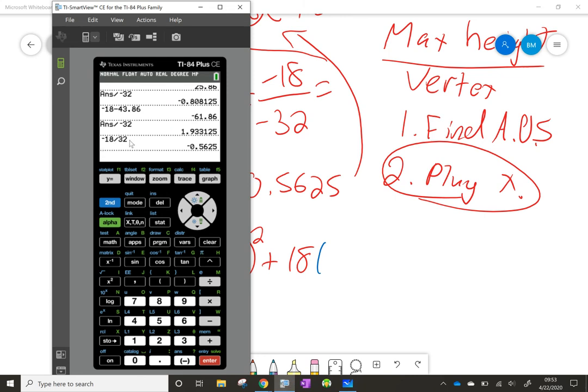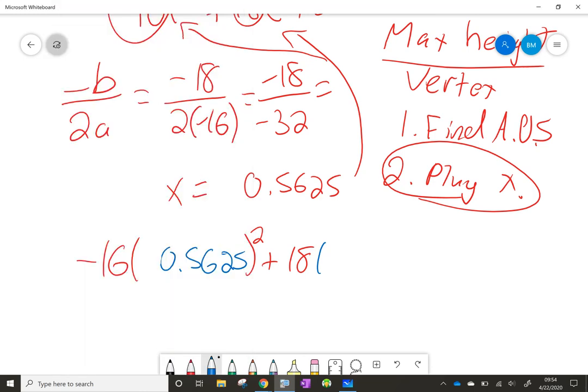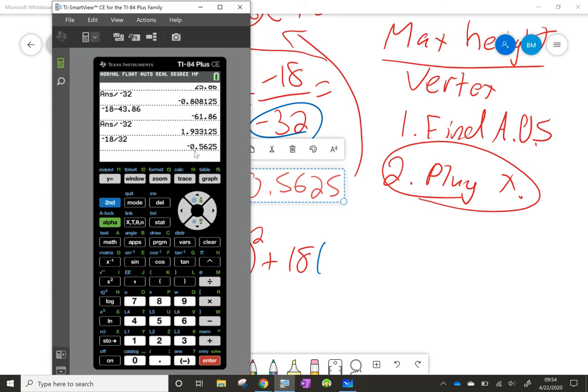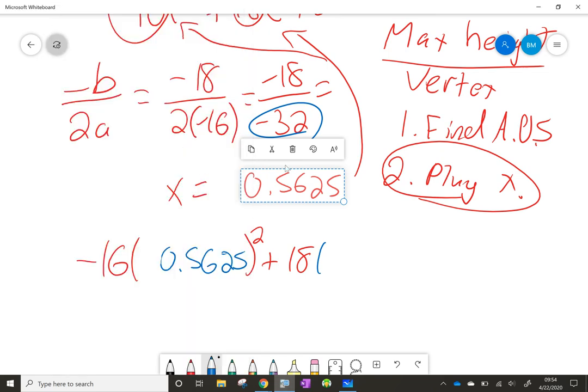I forgot to type in the negative 32. You can see I wrote it down here, but my calculator forgot to type it in as a negative. So that's my fault. Should have been a positive. So again, you might have noticed that before I did. Sorry about that.